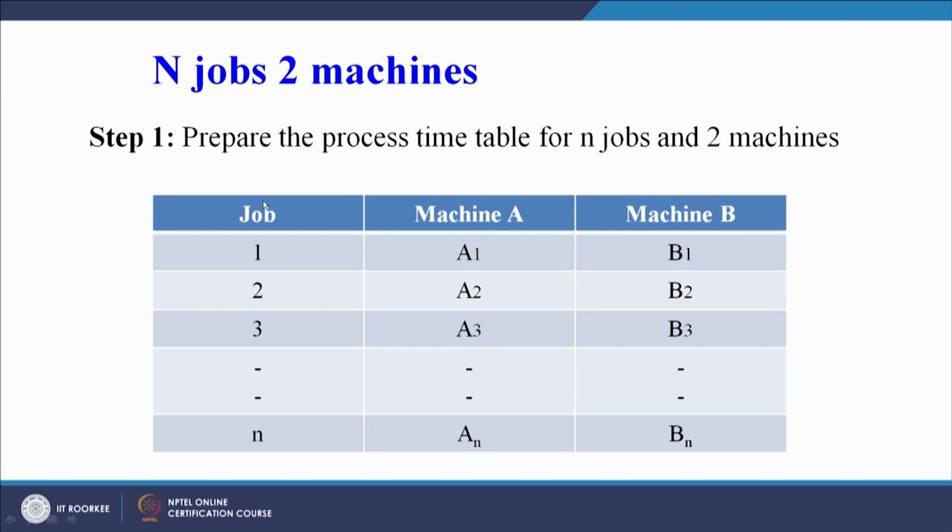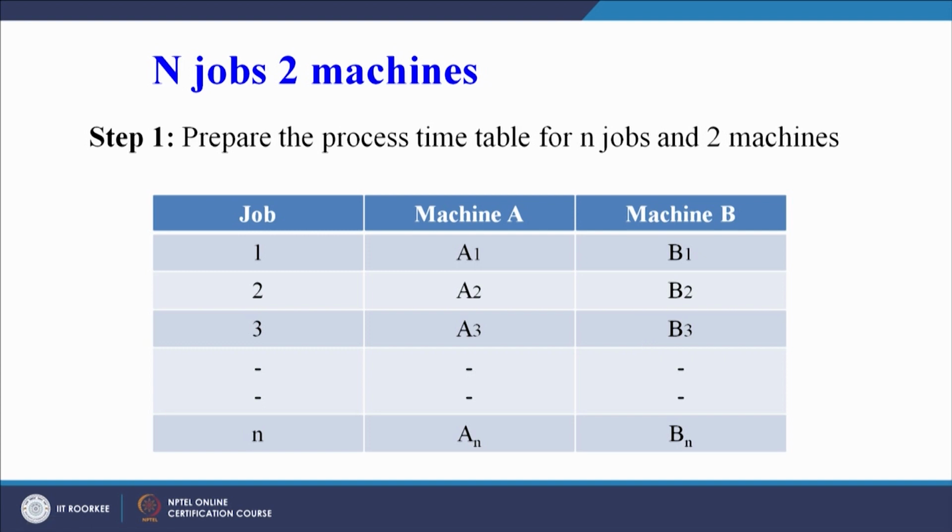Now we can see jobs we have to arrange in a tabular form. N number of jobs, we can take 4 jobs, 8 jobs, 12 jobs, whatever number of jobs. Then machine A and machine B, as we are taking n jobs and 2 machines, or it can be machine 1 and machine 2. So A1, A2, A3 to AN and B1, B2, B3 to BN represent the processing time that is required for job 1 on machine 1 and machine 2, or machine A and machine B.